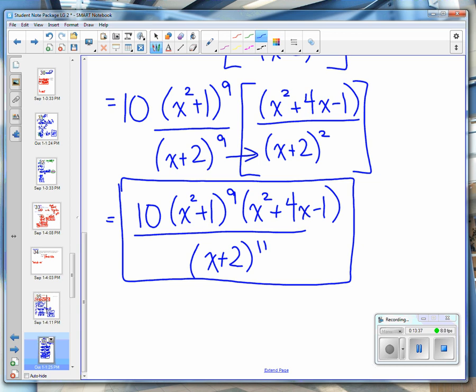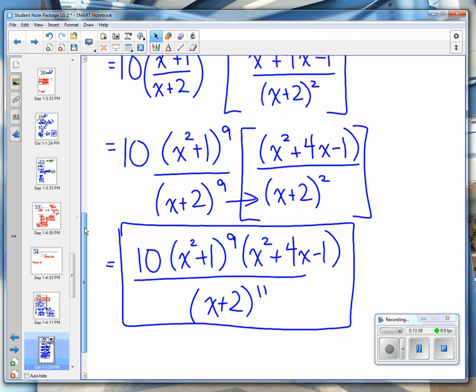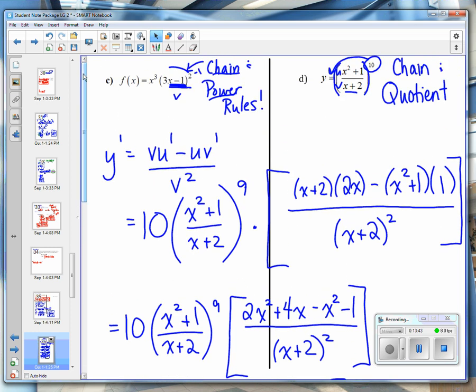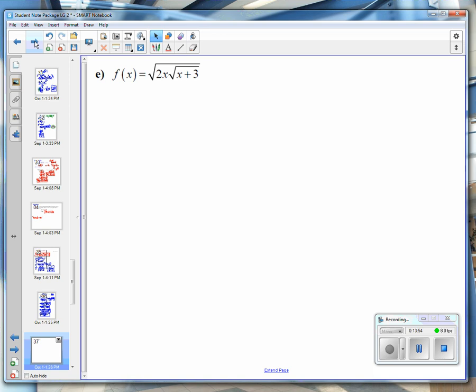So what did we learn from that question? Don't make the same mistake I did. We learned outside in. So looking at that question, the outside function has to be dealt with first. So don't make that same mistake. All right. Next one. We're going to do this last example, and then that's it for this lesson.